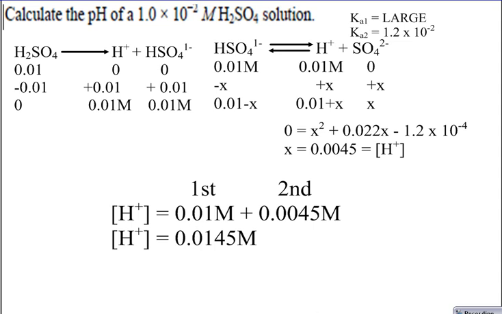So if I know the concentration of hydrogen, it's a simple matter to say the pH equals the negative log of the concentration of hydrogen, and therefore our pH is 1.84. Two significant figures in our problem, so our answer has to have 2 decimal places.